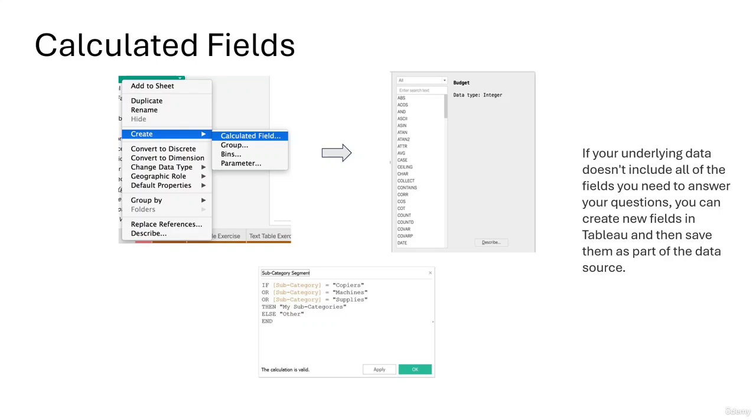To create a calculated field, right-click in the data pane and select Create Calculated Field. For example, if your data set doesn't include a specific field, like profit margin, you can use formulas to calculate it directly in Tableau. Calculated fields help answer specific business questions and add flexibility to your analysis.